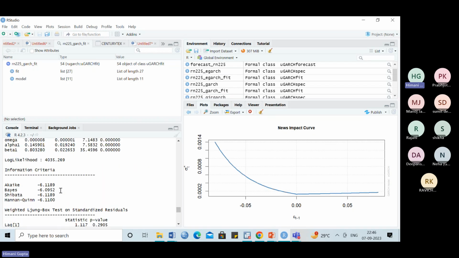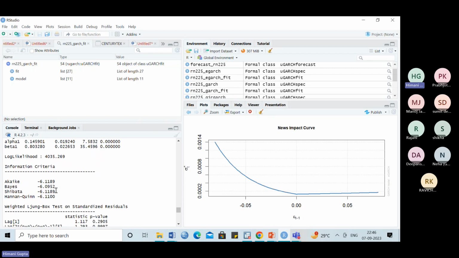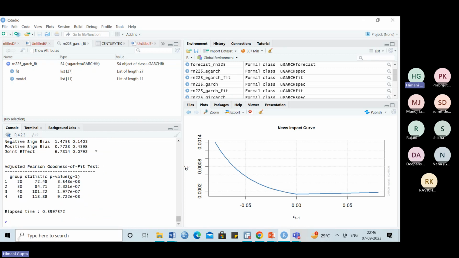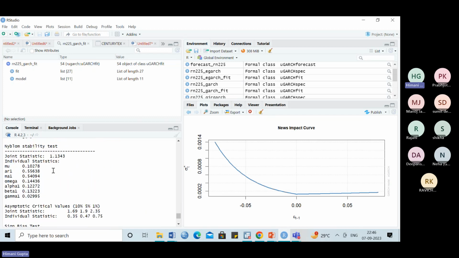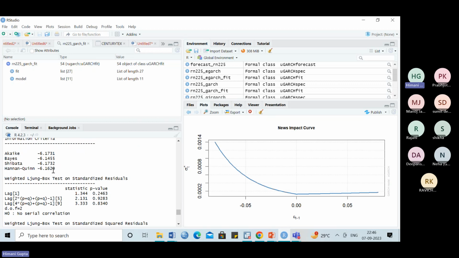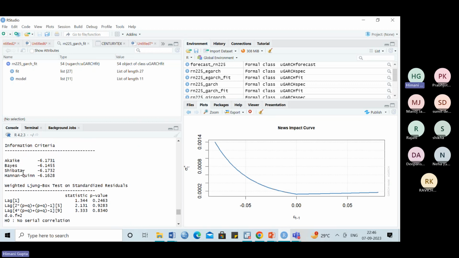For example, this I have found out for the GARCH model. Let's say I write EGARCH also. Okay, let's go with the EGARCH. Over here also, you will get AIC, BIC, Shibata, and Hannan-Quinn. All the information criteria will be there. You just make a table, one table for standard GARCH, then for EGARCH, and then for your GJR-GARCH.